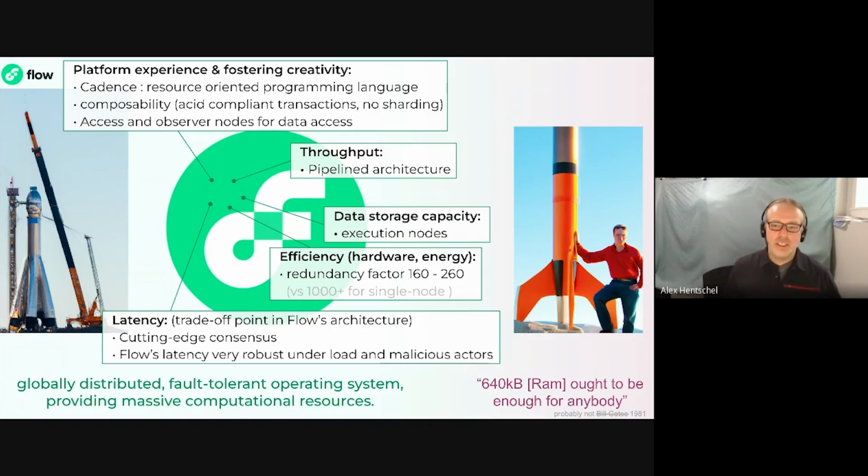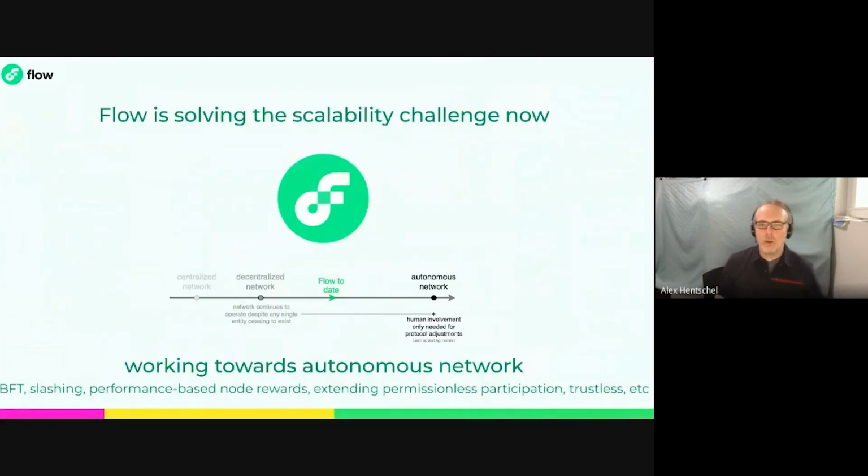Flow's latency is very robust under load and malicious actors. So overall, it's a really strong package, and in combination it will provide a scalable system with a lot of user features. Okay, so essentially the core of the message is Flow is solving the scalability challenge now.